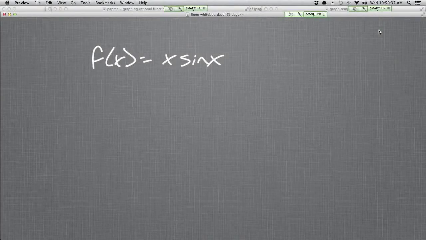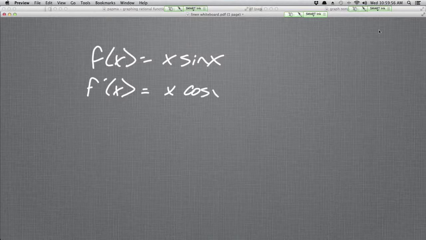Okay, my next one I have f of x equals x times sine of x. And I want to find the second derivative. So again, the first thing I have to do is find the first derivative. What's required in finding the first derivative? Product rule. Okay, so I need first times the derivative of the second. So the derivative of sine is cosine plus the second times the derivative of the first, and the derivative of the first is 1. So there's my first derivative.